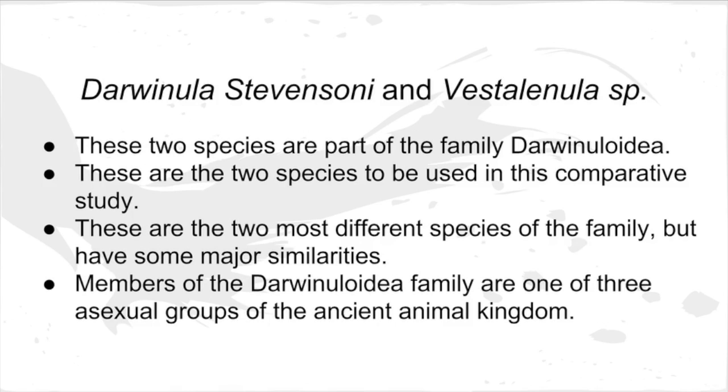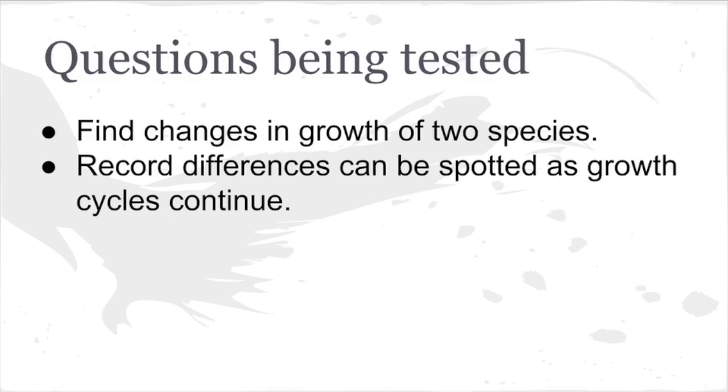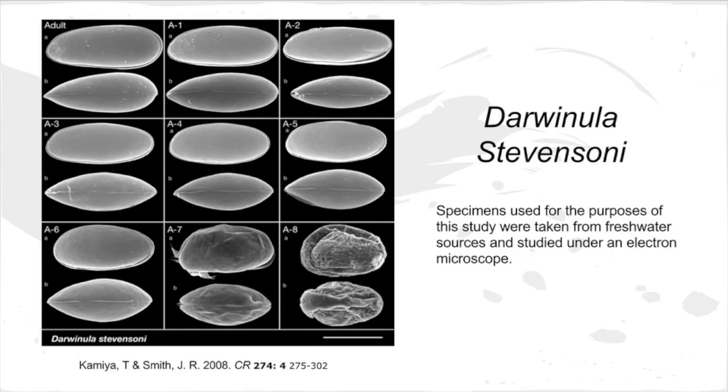Questions have been raised recently because there have been a few very rare discoveries of these organisms that appear to be male. The questions being tested in this paper are: what changes can be seen in the growth and development of two species that makes them different than most others in their family, and where in the growth process can they be recorded? Specimens used for the purpose of the study were taken from freshwater sources. They were studied and analyzed under an electron microscope.